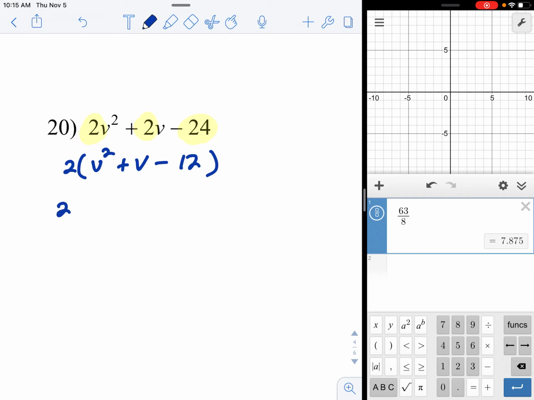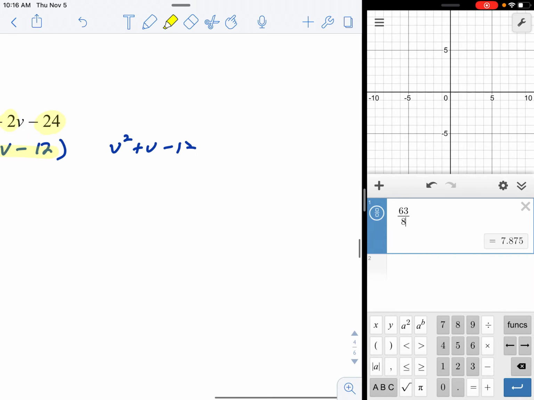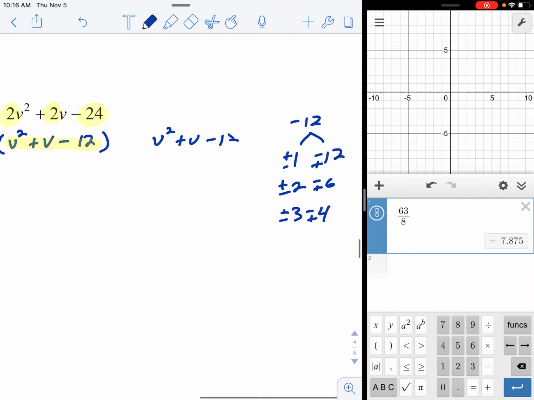Now that 2 is already factored. It's done. There's nothing else to do with that. When you look at what's left over here, v squared plus v minus 12, there's not a lead coefficient anymore. So this is actually an easier problem. It's more like the first set that we did. All we got to do is take negative 12 and make a little chart. 1 and 12, which could be plus minus or minus plus. 2 times 6, plus minus minus plus. And 3 times 4, right? That's all you can do to multiply together to get a 12. So that's our little chart here.